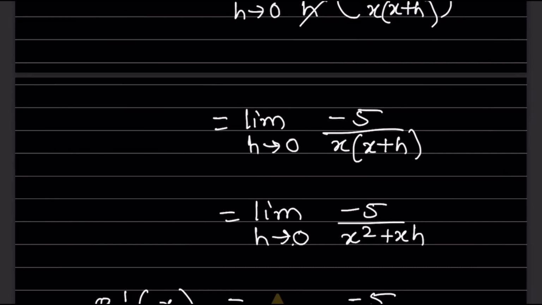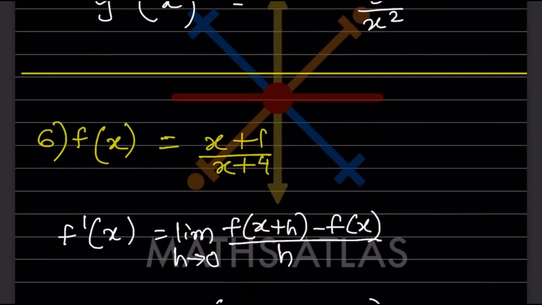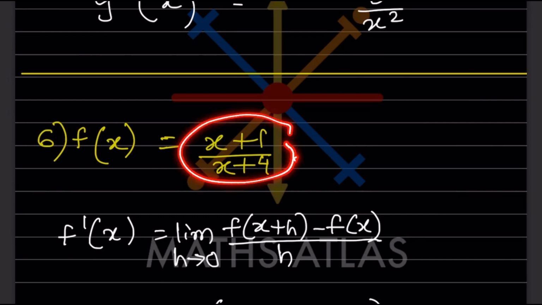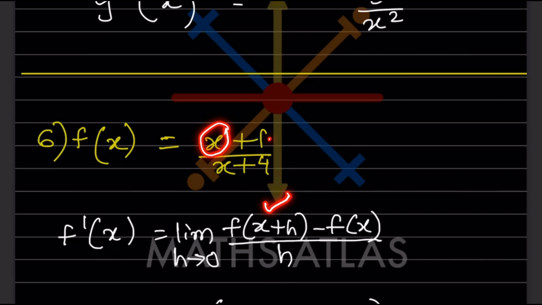Because we have already put. So this is the answer. So now let us see here. Again, you are going to look for this one. So here what are you going to do? Wherever you see x, you are going to put x plus h in place of this x, and this plus 1 is here.